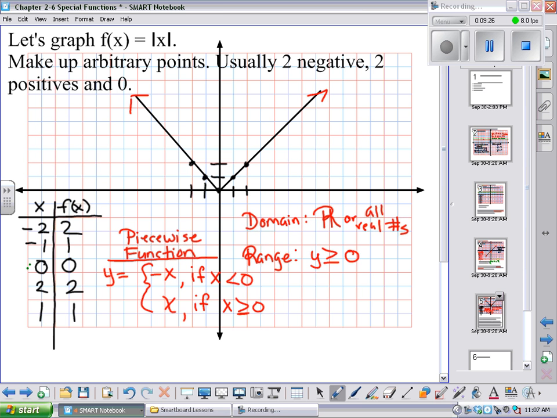Okay, so the -x is this part here. All right, so for all values less than 0, we're going to have our y equals -x. And then for y equals x, for all values greater than or equal to 0. Okay, so this is both a piecewise and an absolute value function.